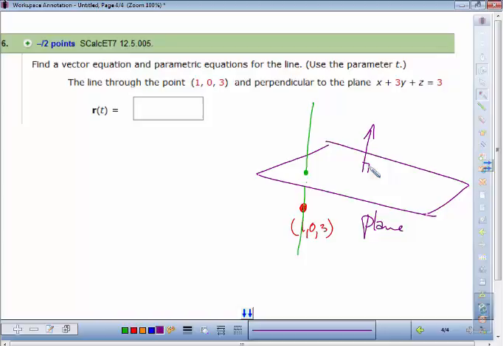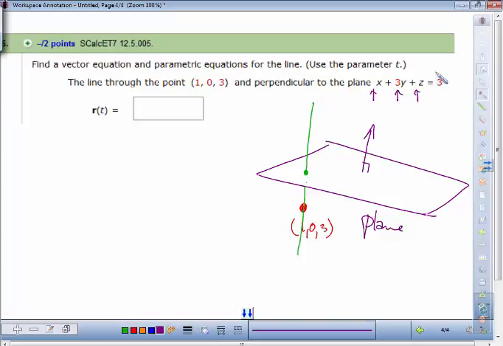What? Close. Is it 0, 3, 0? No. 1, 3, 1. So what were you looking at, Moises? It's perpendicular, so it's a normal. And the normal comes from, Cameron?